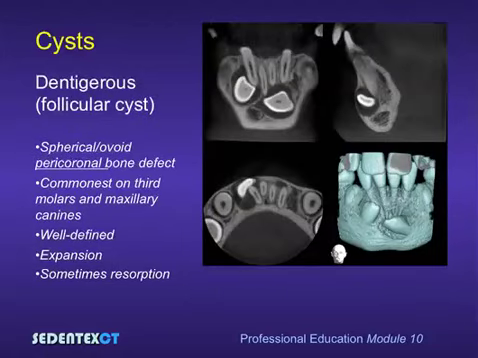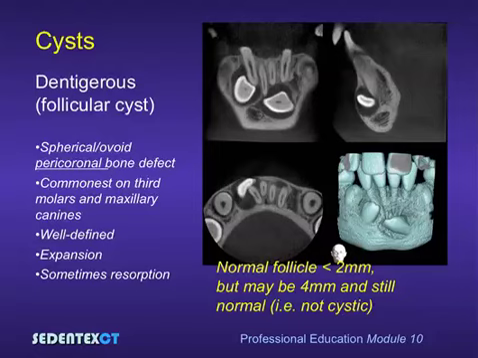Dentigerous cysts are the second commonest form of odontogenic cyst. These are spherical or ovoid pericoronal bone defects, commonest on third molars and maxillary canines. They are well defined, they're expansile, and sometimes cause resorption of adjacent teeth. Remember, we said earlier a normal follicle can be less than 2 millimeters, but maybe up to 4 millimeters and still be normal, i.e. not cystic. So take care not to overdiagnose the presence of dentigerous cysts.